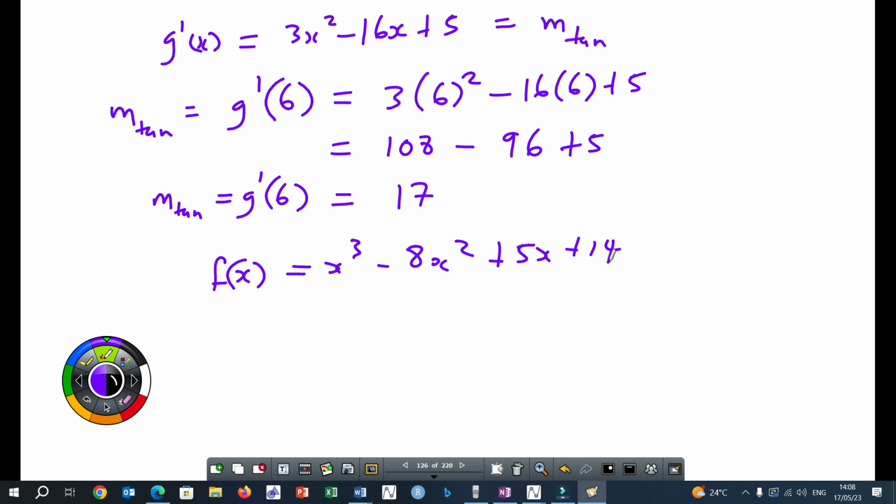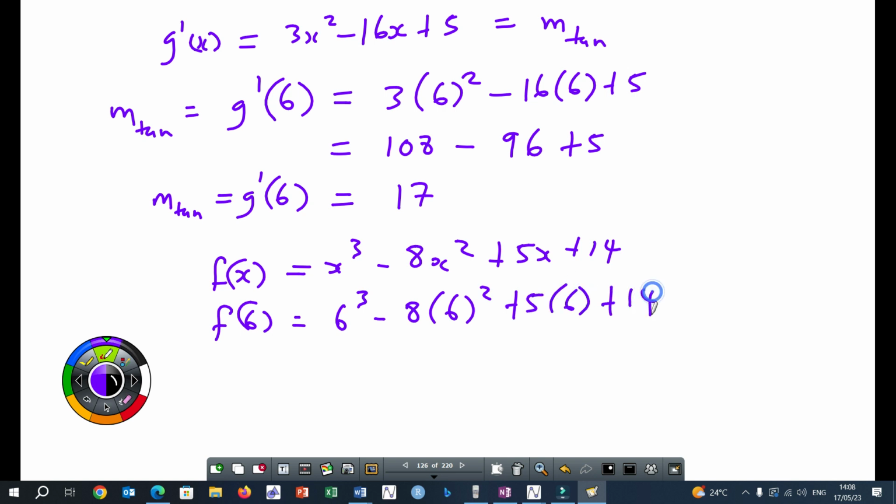So the question is, what is the value of y where x is 6? We'll put 6 here. So this will be 6 cubed minus 8 times 6 squared plus 5 times 6 plus 14. So this will give me 6 cubed, 36 by 6, it's 216.